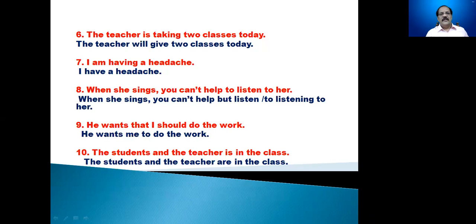Look at another example. The teacher is taking 2 classes today. We have written it in present continuous form. But what actually is it? It is a decision or it is a usual practice. It is a decision that the teacher will take 2 classes today. So the right answer is, the teacher will give 2 classes today, right? Not is taking, will give 2 classes.